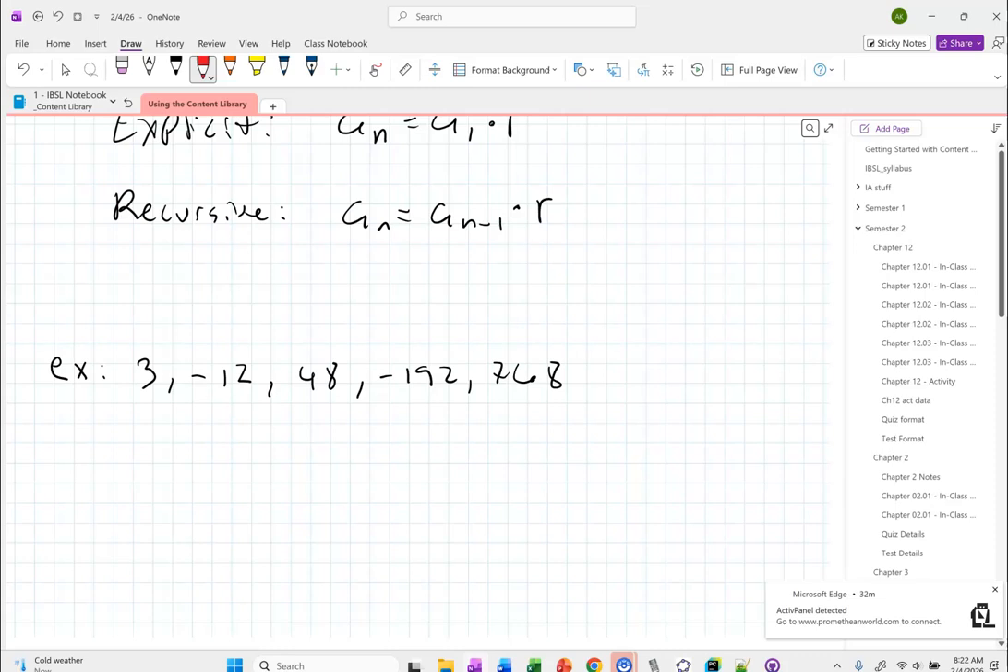That's the geometric situation. So to go from 3 to negative 12, I'd have to multiply by negative 4. To go from negative 12 to positive 48, again, I multiply by negative 4. Oh, I'm on to something here. To go from 48 to negative 192, I multiply by negative 4 again. And to go from negative 192 to 768, I again had to multiply by negative 4.